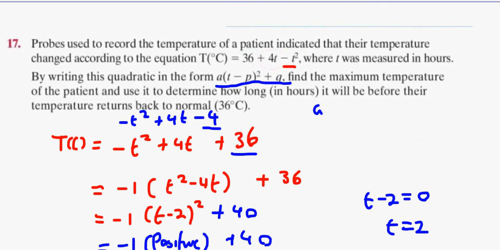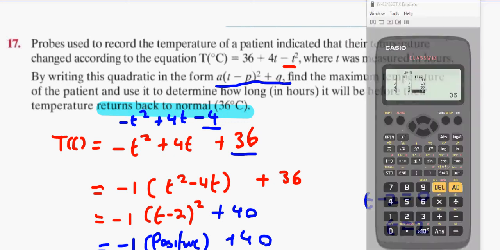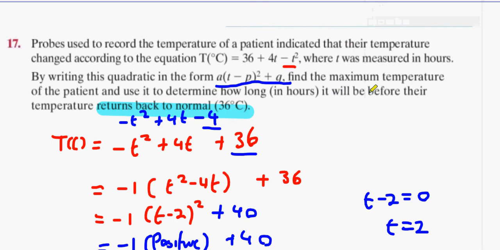Okay. Now it says use it to determine how long in hours it will be before the temperature returns back to normal. I've got the answer to that. 2 hours for 40, 4 hours for 36, another 2 hours. Okay? How long in hours before it returns back to 36? So in an answer like this, I'd say t equals 4 hours later, or 2 hours after the maximum temperature.